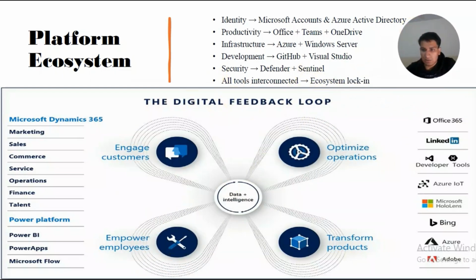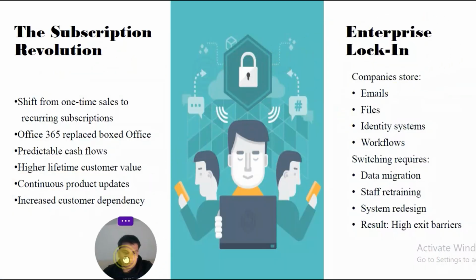So moving on to the next slide. Microsoft has also shifted from one-time sales to recurring subscriptions. Office 365 replaced boxed Office, and this resulted in predictable cash flow for Microsoft. It also results in higher lifetime customer value, so they can earn more from a single customer. They also provide continuous product updates based on data, and users get updates without additional cost as well, which increases customer dependency on these different software. They also create lock-in, like company storage, email, files, identity systems, and workflows. So switching requires high data migration, staff retraining, and system redesign, resulting in high exit costs. That's why enterprises and other users stick with Microsoft for different services as well.